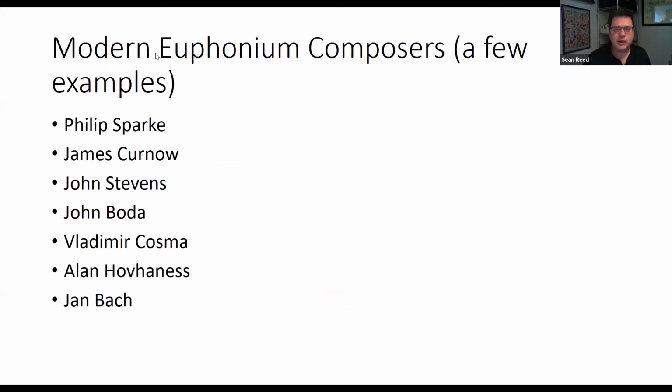Okay, so the repertoire I mentioned from the 70s onward, there's a lot of great solos, and I'll include some of them on my list of suggested solos to just introduce people to solo and ensemble. But in keeping with the theme of how high we should shoot, and why would we not go ahead and listen to some of the biggest, most epic pieces, these are some pieces from the most modern euphonium composers: Philip Sparke, James Curnow, John Stevens, he's a tuba player, John Boda, Vladimir Cosma, the Cosma Concerto is amazing.